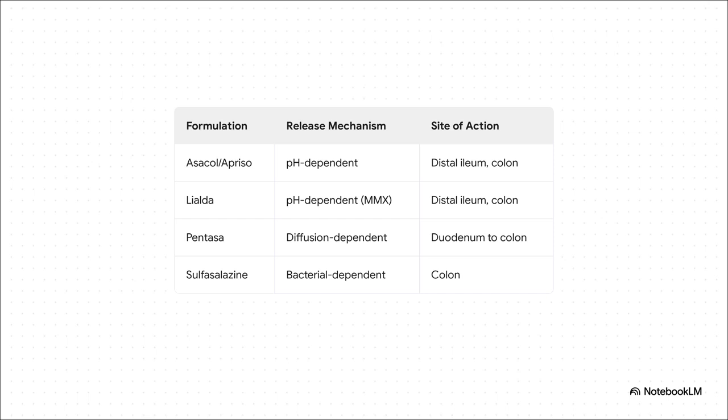For example, if you've got inflammation all the way from the duodenum down to the colon, something like Pentasa, which is diffusion dependent, makes a lot of sense. But hey, if the disease is only in the colon, then a drug like sulfasalazine, which actually needs bacteria in the colon to get activated, is a much smarter, more targeted choice. It's kind of like precision medicine, but with our oldest drugs.